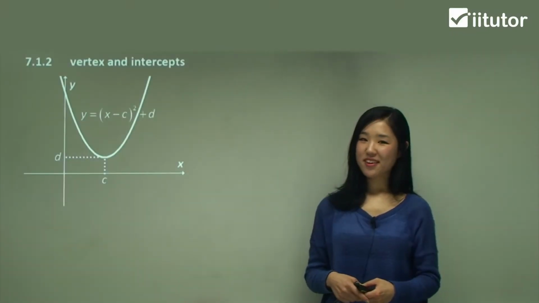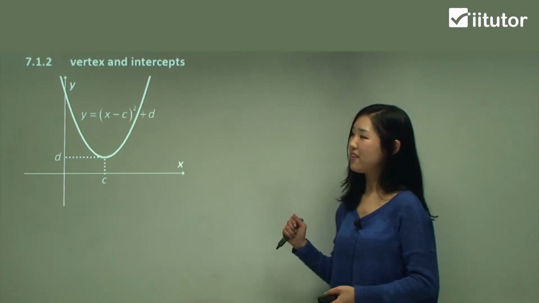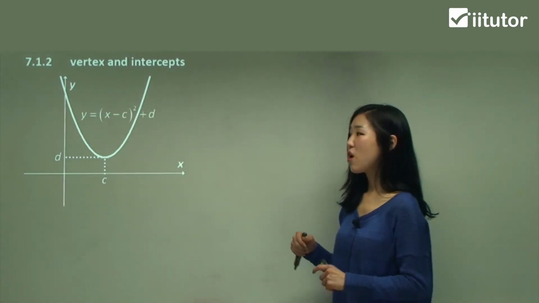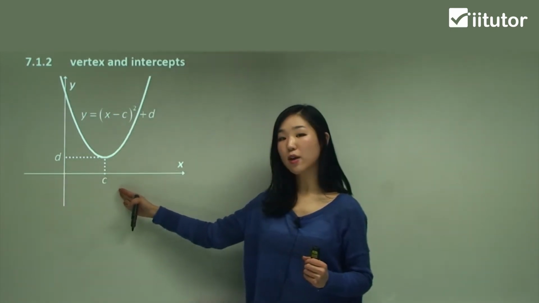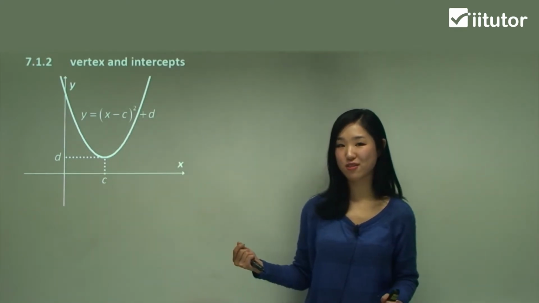Okay, now we're going to be looking at vertex and intercepts. As you can see on our board, this time the parabola looks a little bit more complex because our graph has actually shifted to the right and also has shifted up. So both transformations have worked.